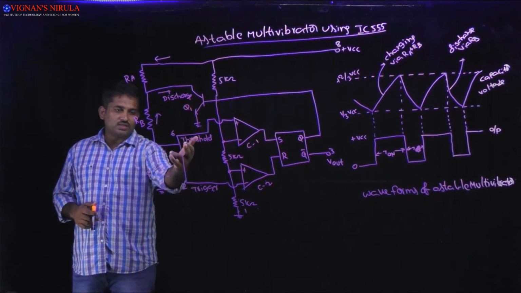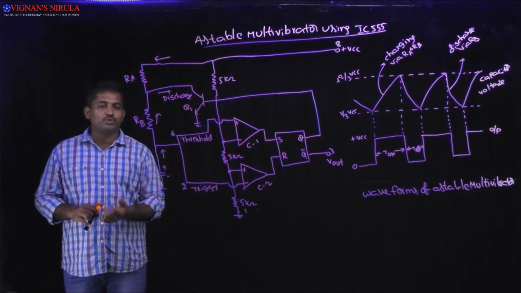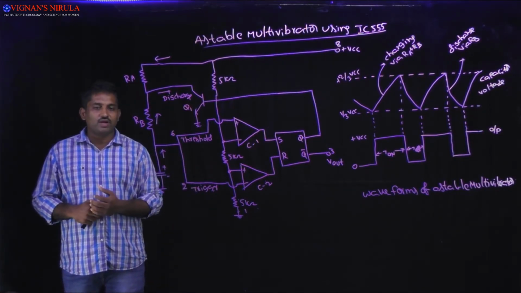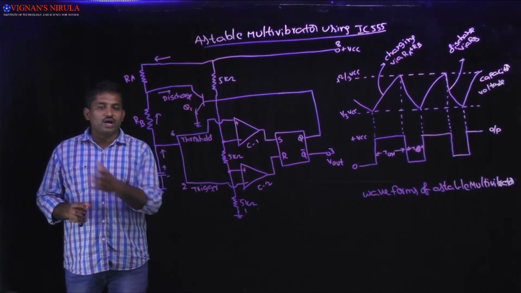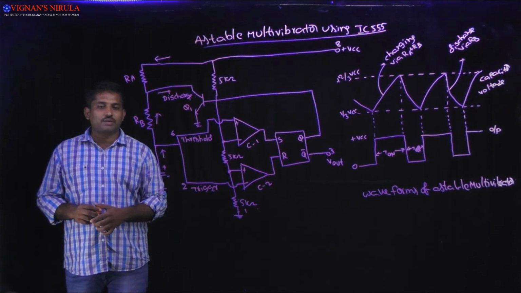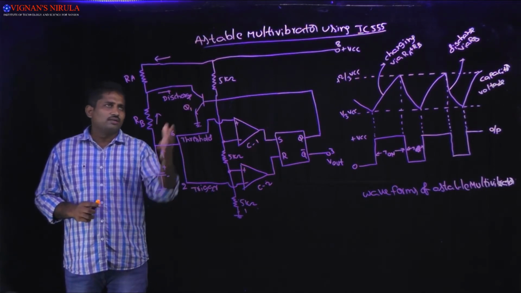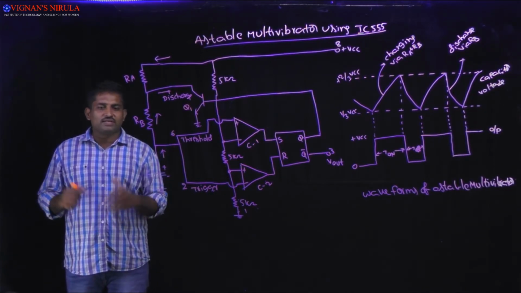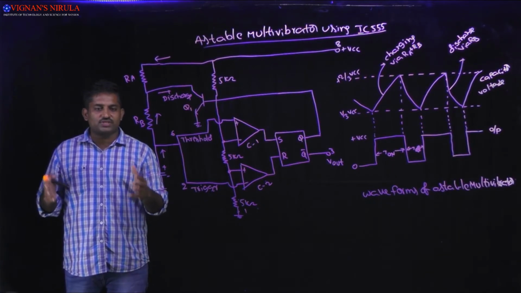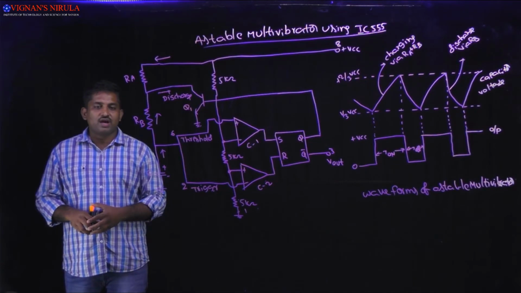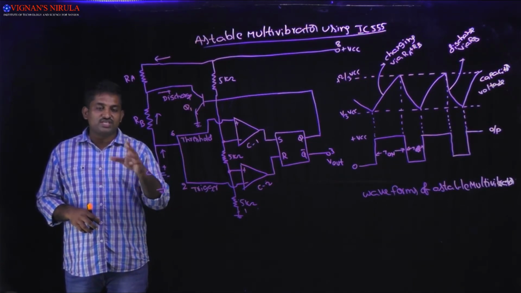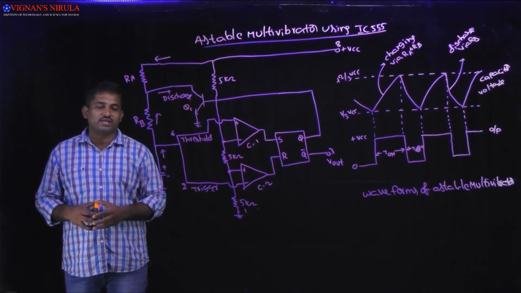Here the threshold input and the trigger input are connected together, and for this astable multivibrator we will not apply any external trigger pulse, and the astable multivibrator doesn't have any stable state. It has 2 quasi-stable states, and the circuit changes its states alternately.